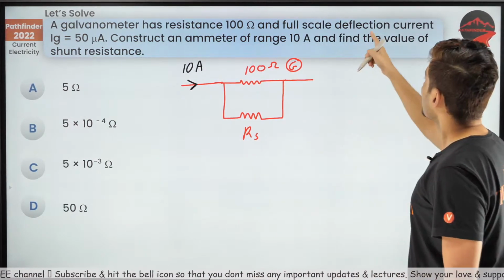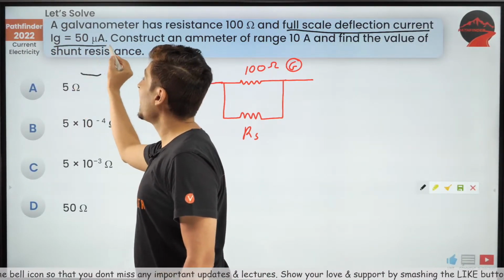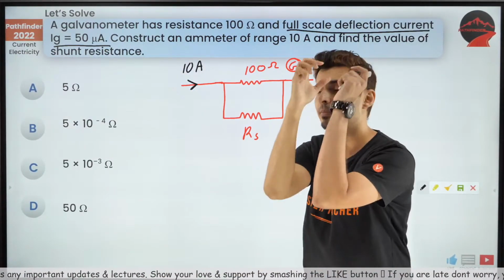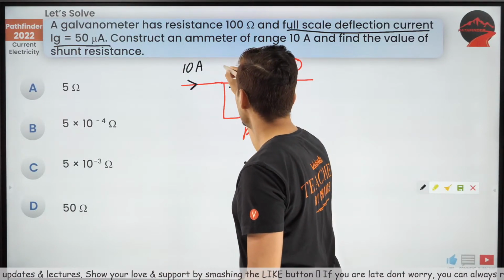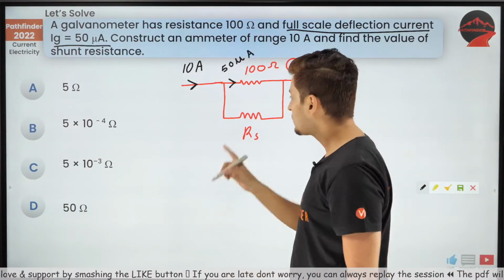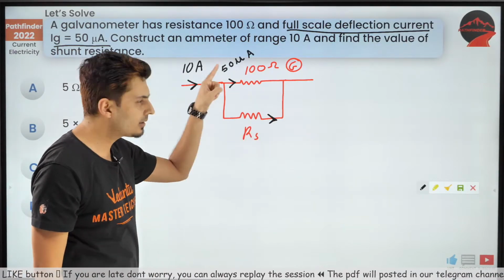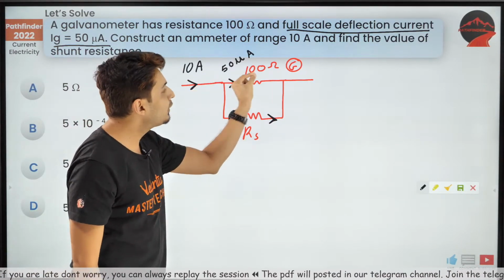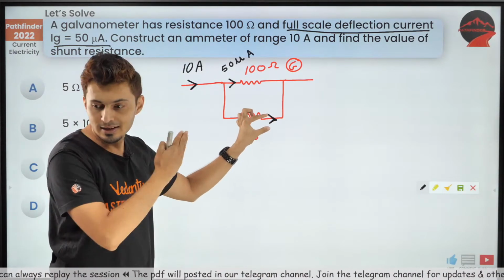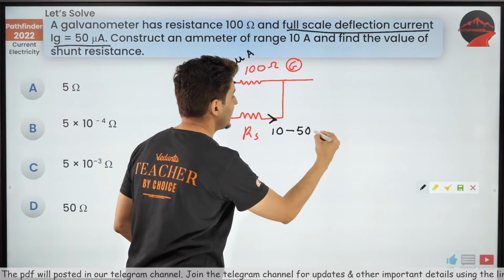Now it is clearly mentioned in the question that the full scale deflection current, the maximum current which can flow through the galvanometer, is 50 microamperes. Just 50 microamperes. That's very small. So guys, can you think and tell me how much current will flow from here? If out of 10 amperes, 50 microamperes goes here, how much current will go from here? Use Kirchhoff's current law. It will be 10 minus 50 micro.